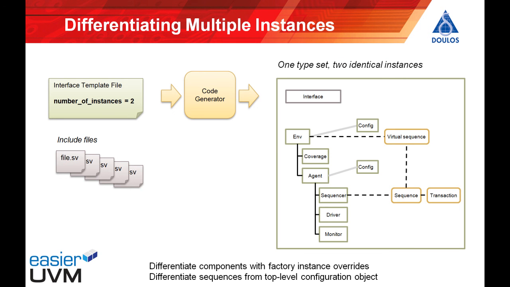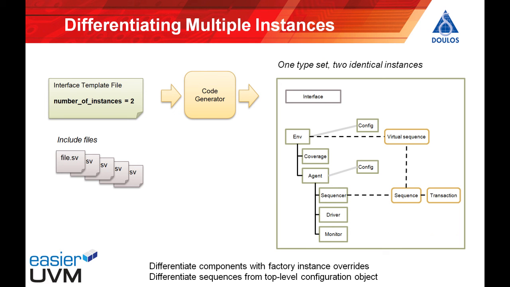Now let's talk about differentiating multiple instances. And this is conceptually pretty important. So what happens, as I've said already, is that each interface template file results in the generation of one typeset, which literally means an interface and a set of classes within a package.